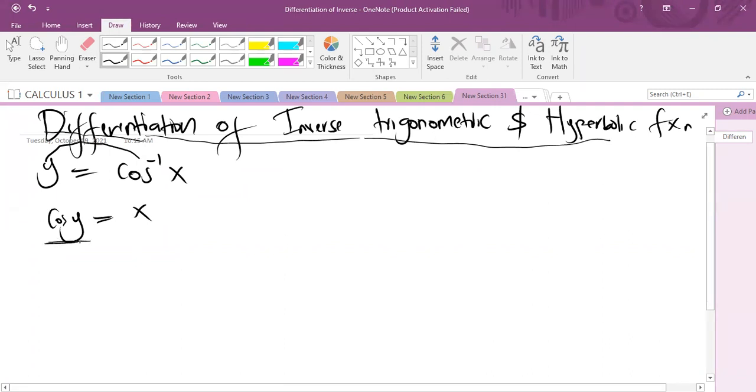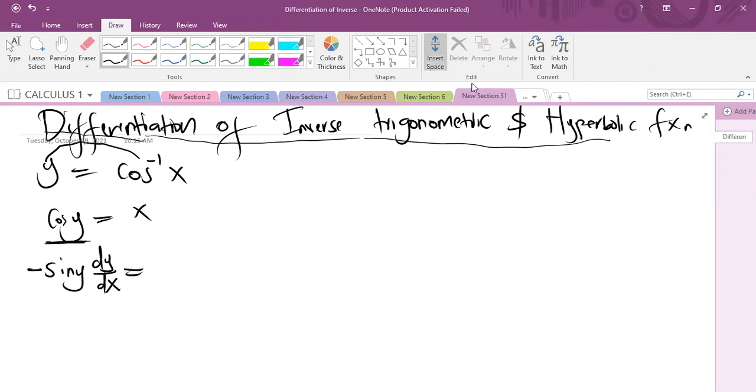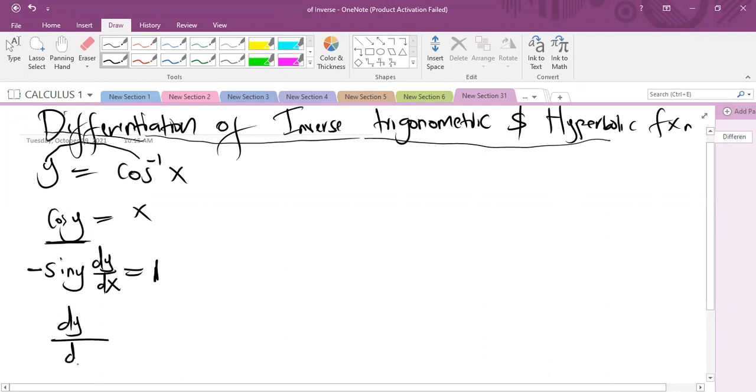What is the derivative of cos y? If you differentiate cos y, you will get minus sin y, don't forget dy dx, is equal to, if you differentiate x, you get 1. So make dy dx the subject of the formula. dy dx is equal to 1 over minus sin y. This is the answer, guys.